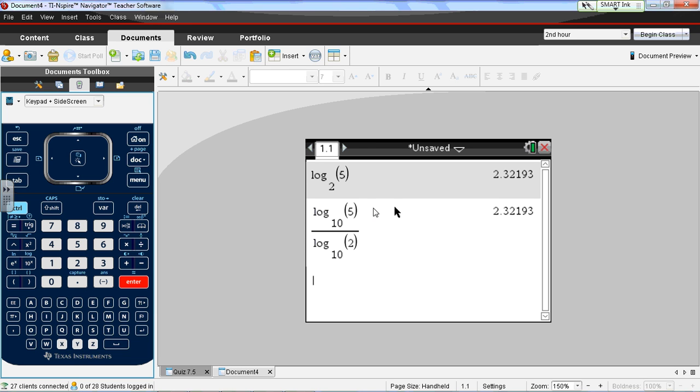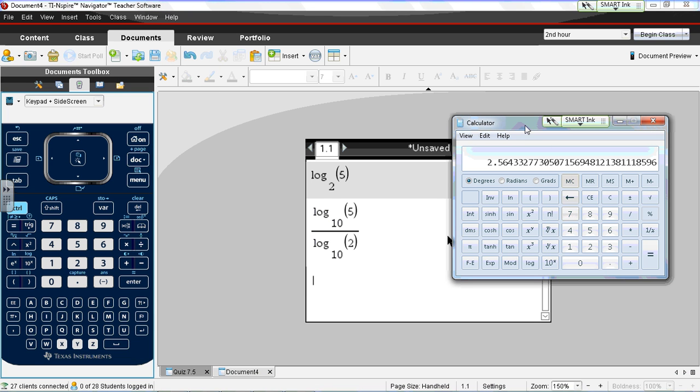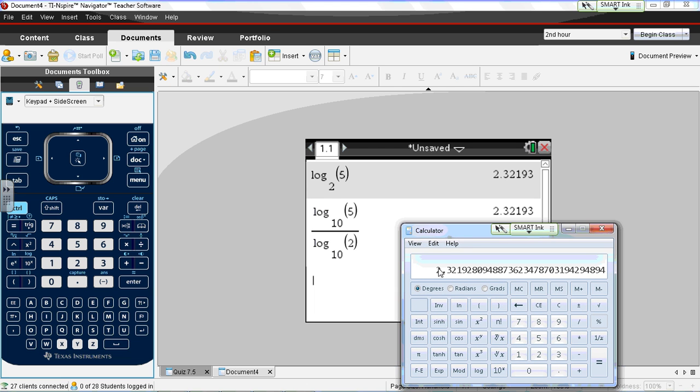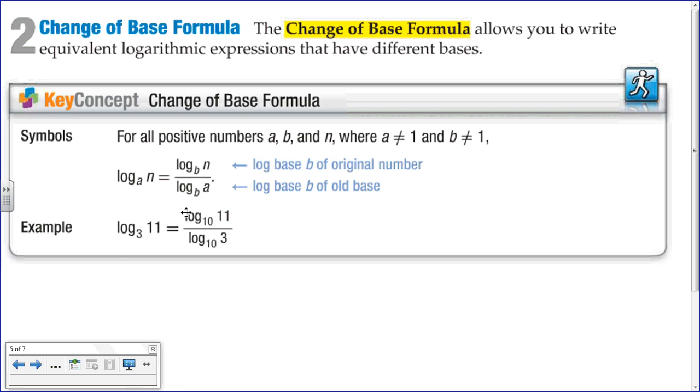So, doing this same problem with a basic calculator, I would simply do 5 log divided by 2 log equals. You'll notice I get the same answer here with the basic calculator. So the change of base formula is truly beneficial for us because it allows us to do any logarithm. Remember, it's going to be the common log of this number over the common log of that number.